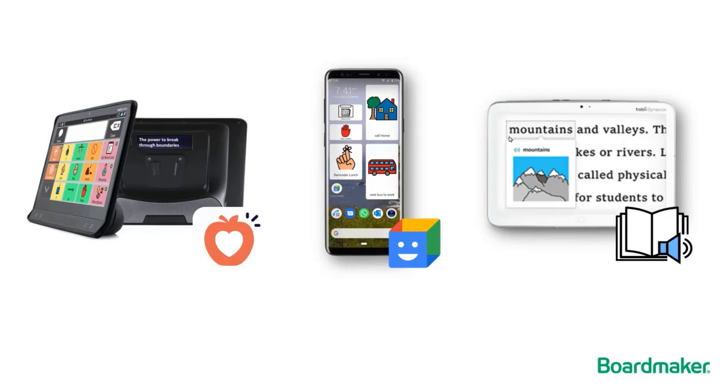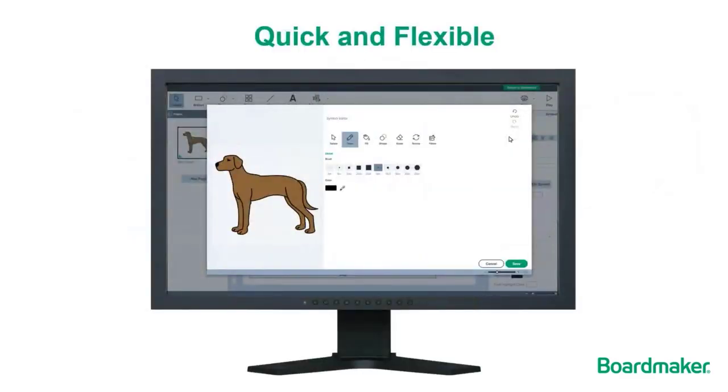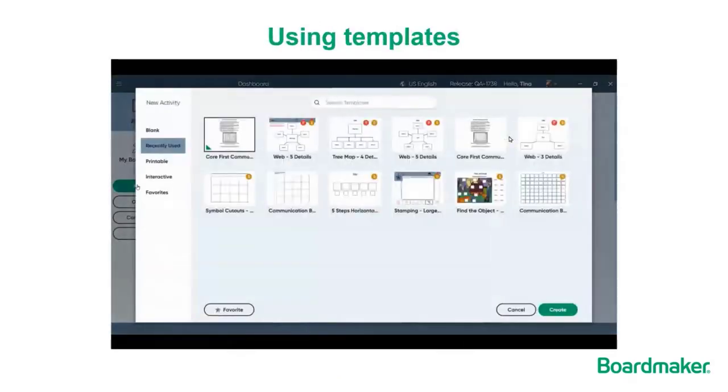So really, really exciting stuff to see our symbols just getting out there to support people regardless of age or where they're at. So let's talk a little bit about how Boardmaker 7 can help you create your symbol-supported resources quickly and really flexibly. So first, we can create templates. Use templates to create resources really, really quickly.